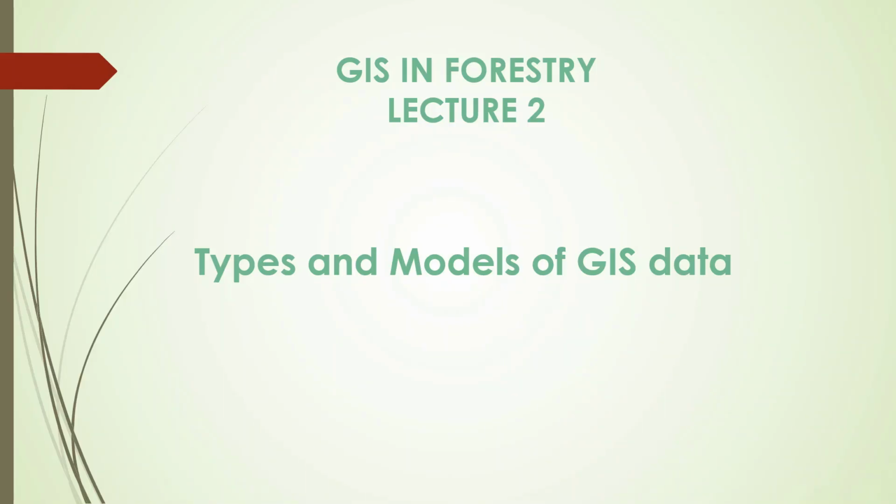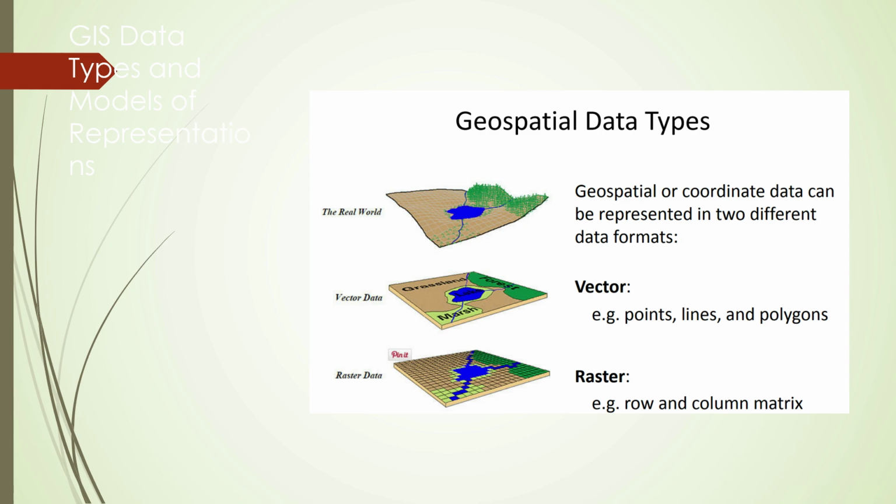So now we want to look at the types and models of data in GIS. GIS actually has two types of data, two categories of data, which we mentioned in my first lecture, which are spatial data and non-spatial data, or we call it spatial and aspatial data.